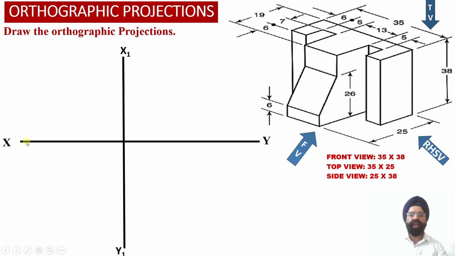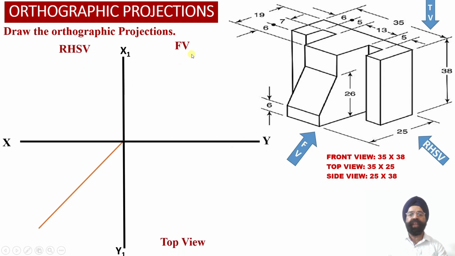So now here we have drawn the XY reference line and the X1, Y1 reference line, and we have also marked a transfer line which originates from the intersection point of the XY reference line and the X1, Y1 reference line. This transfer line is inclined with respect to the XY reference line at an angle of 45 degree, and it will be used to transfer the distances along the depth of the solid from the top view projections onto the right hand side view projections over here.